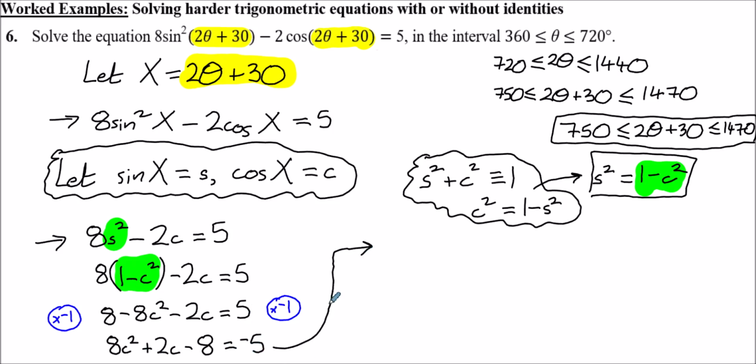So if we add 5 to both sides, we then see that 8 lots of c squared plus 2c, then minus 8 plus this 5 becomes minus 3. That equals 0. Now this luckily will factorise, so we need to think of two numbers which when we multiply them together we get minus 24, and when we add them we get positive 2. So those numbers are going to be positive 6 and negative 4. So what this means is we can partition this 2c into a positive 6c and a negative 4c.